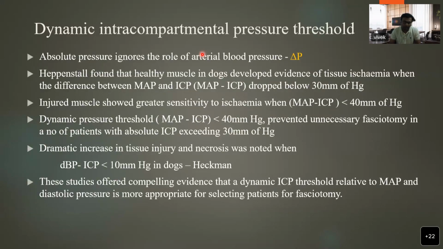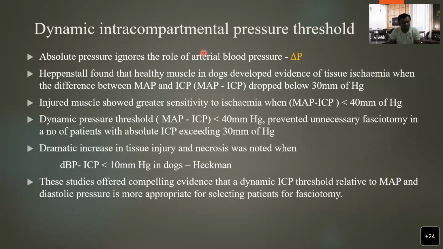The third and the most recent is the dynamic intracompartmental pressure threshold, wherein absolute pressure was ignored and the pressure gradient was taken into account. Absolute pressure ignores the role of intra-arterial pressure, which was considered in this theory. Heppenstall found that healthy muscles in dogs developed evidence of tissue ischemia when the difference between mean arterial pressure and intracompartmental pressure dropped below 30 mm of Hg.